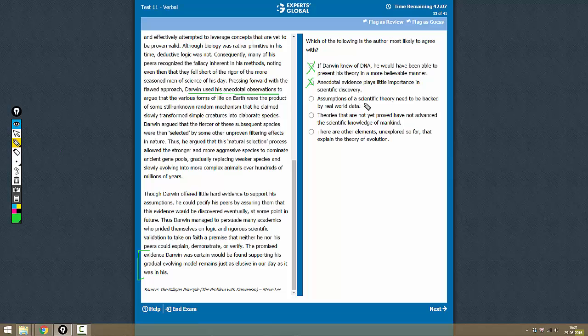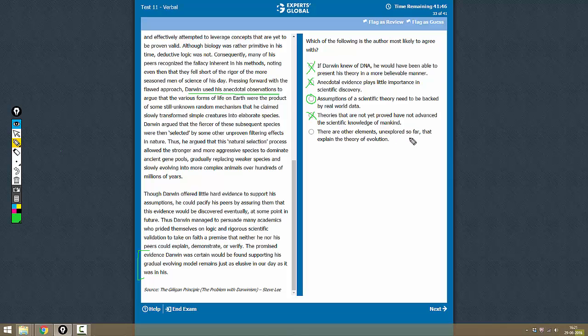Assumptions of a scientific theory need to be backed by real-world data. Yes, that is exactly what the author objects to in Darwin's reasoning. So this is a good answer choice. Let's keep this. Theories that are not yet proved have not advanced the scientific knowledge. This is not true. The author doesn't say that.